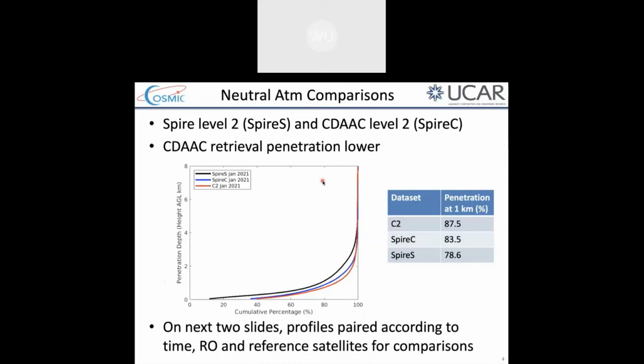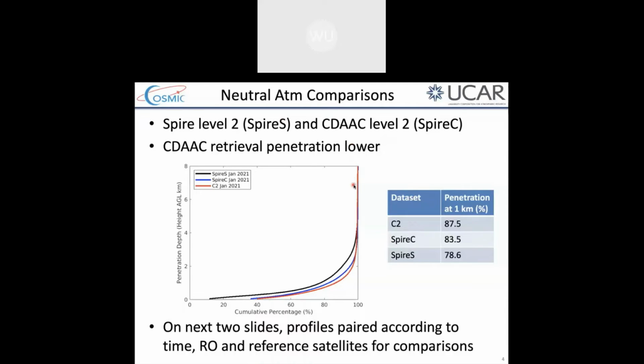Okay, so this is starting to compare some of the data sets for the neutral atmosphere. We're going to use Spire S for the Spire processed product, and Spire C for the CDAC processed product. And this is a look over the whole month of January at the penetration. Dong just showed something like this as well.